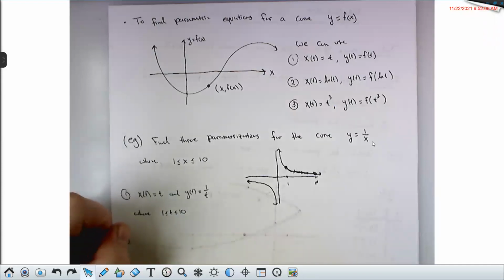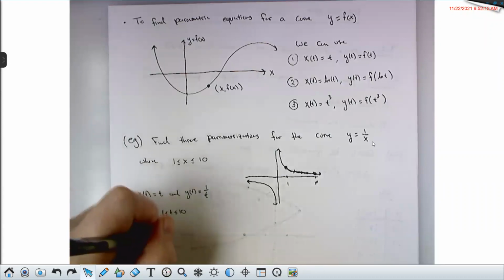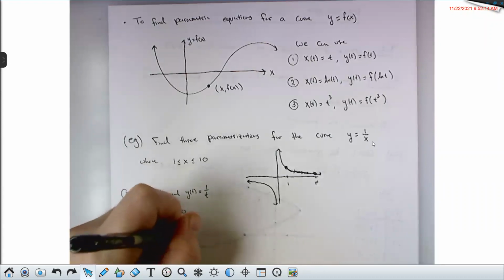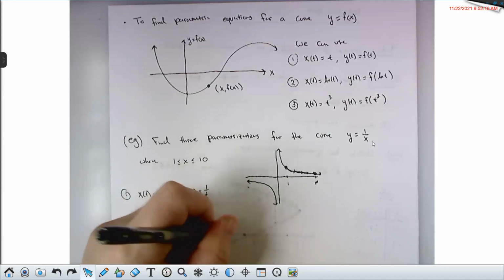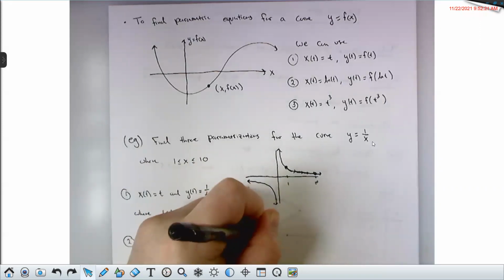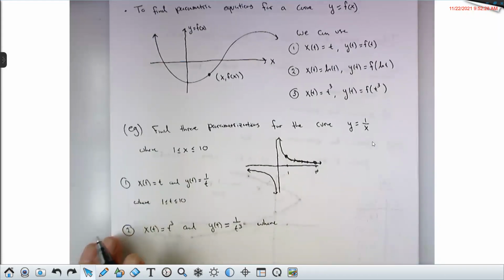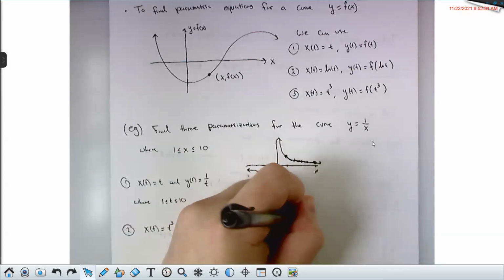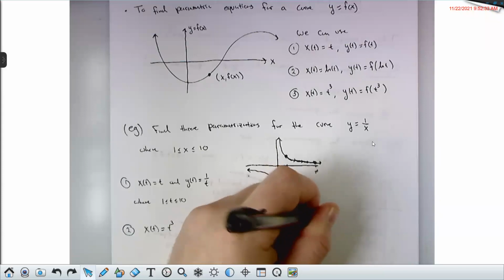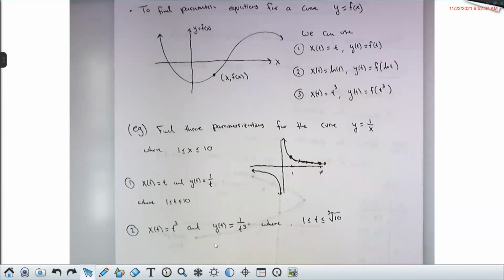We could also do x of t equals, say, t cubed. And y of t then would be 1 over t cubed. And I have to be a little bit careful about the t values that will give me the interval 1 to 10. Here I would want t to run from 1 to the cube root of 10, because that's what's going to make x, which is t cubed, go from 1 to 10.